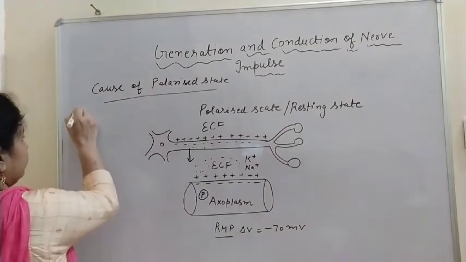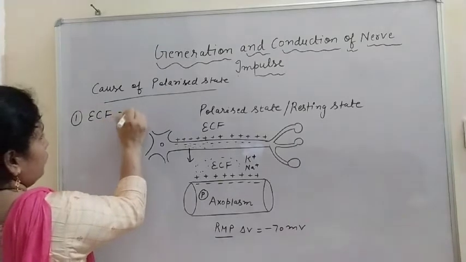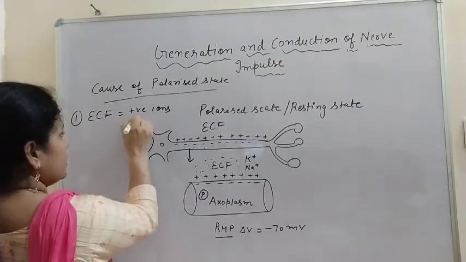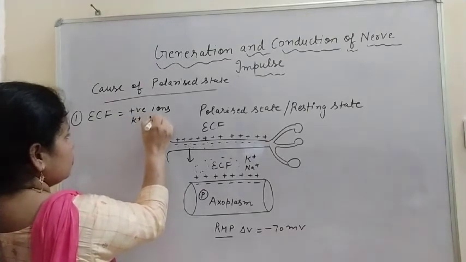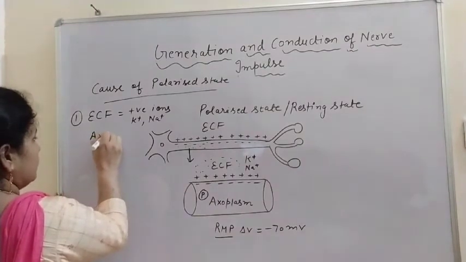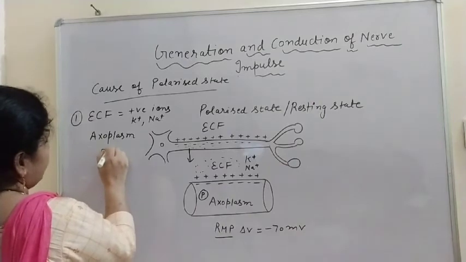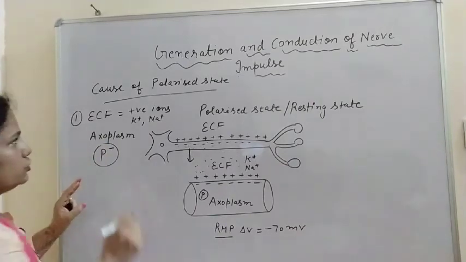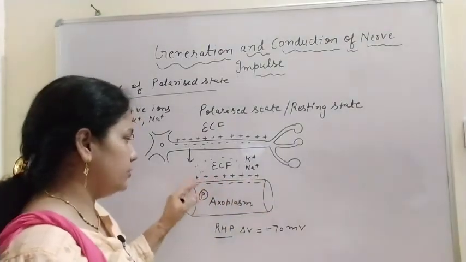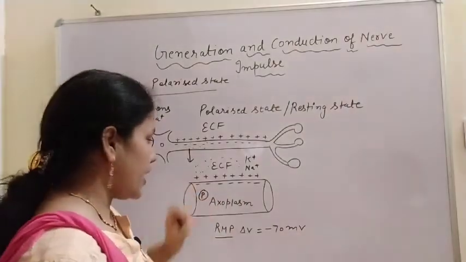So we can say in the extracellular fluid positive ions are present, and these positive ions are potassium ion and sodium ion, and inside the axoplasm proteins are present, and these proteins carry negative charge, so that there is a positive charge outside the membrane and negative charge inside the axoplasm.